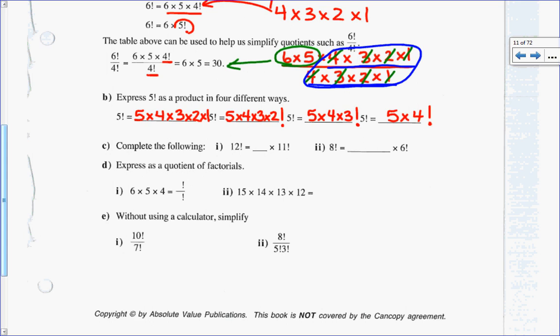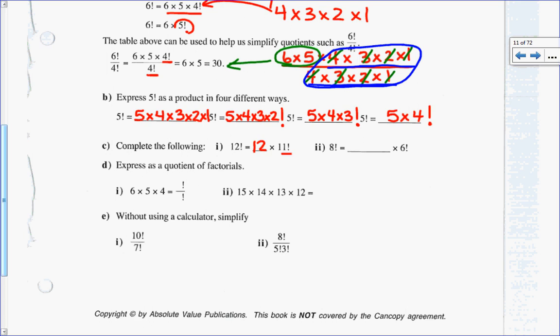All right, C, complete the following. 12 factorial really means the same thing as what times 11 factorial? Right, 12 times 11 factorial, the factorial sign means times 10, times 9, times 8, times 7, times 6, times 5, times 4, times 3, times 2, times 1. It always will end at 1.